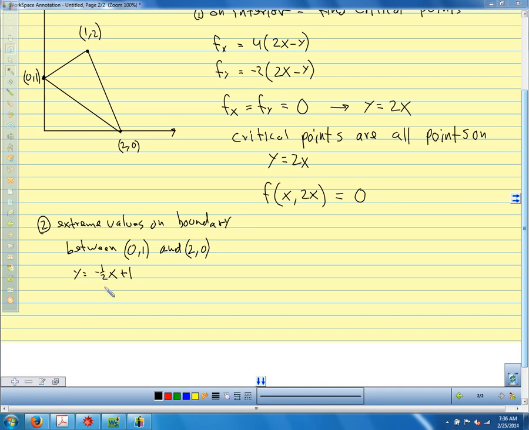So I'm going to substitute y equals negative 1/2 x plus 1. So f of xy on that line is going to be 2x minus negative 1/2 x plus 1 squared. And I can simplify that. If I simplify that, that simplifies to 5/2 x minus 1 squared. And I need to find the extreme values there. So to find the extreme values of a function that looks like this, I take the first derivative and set it equal to 0.